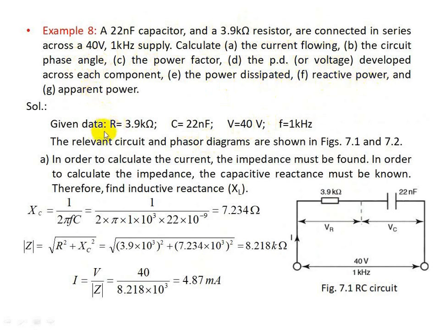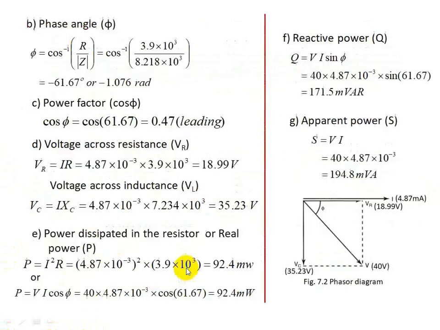Given data are the resistance value, the capacitance value, and the voltage and frequency. First we have to find the current. To find the current, we use the formula V by Z. To find Z, we have to know R and XC. R is known; we have to find XC. XC is 1 by 2 pi f C. So find XC, then substitute in this expression to get Z, then substitute Z in this expression, and you will get the current as 4.87 milliamperes.